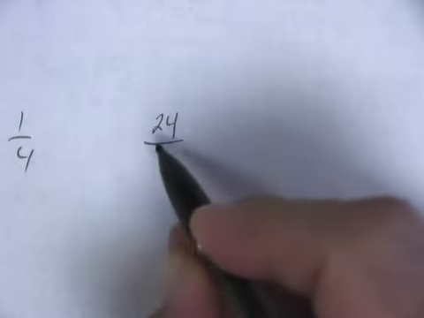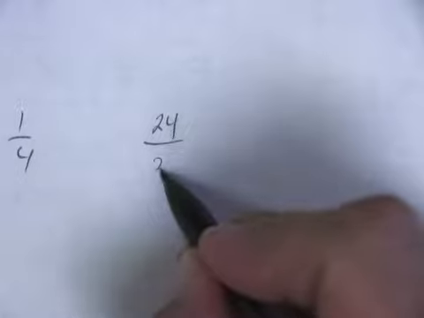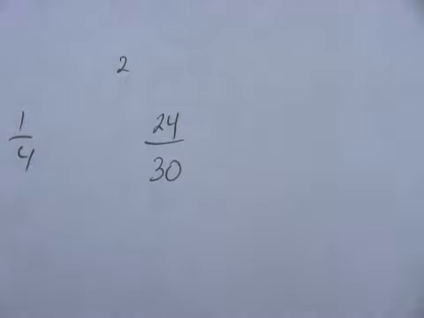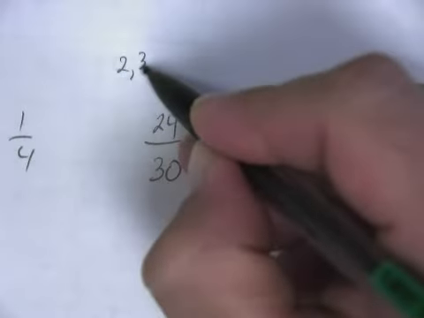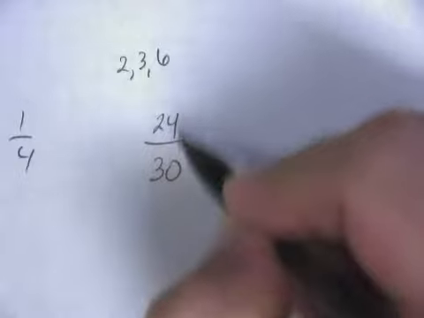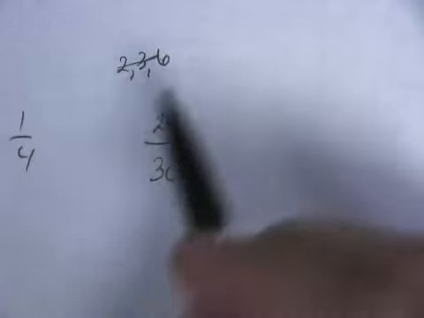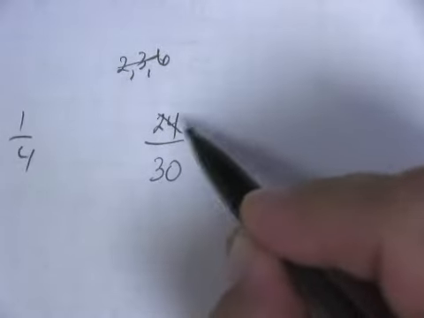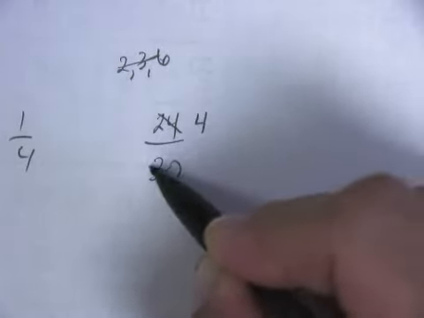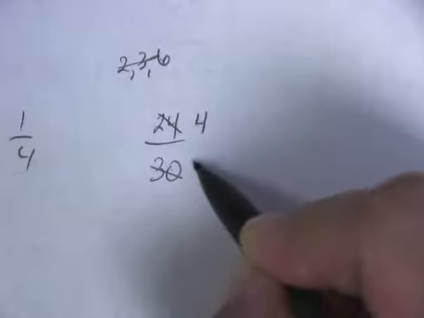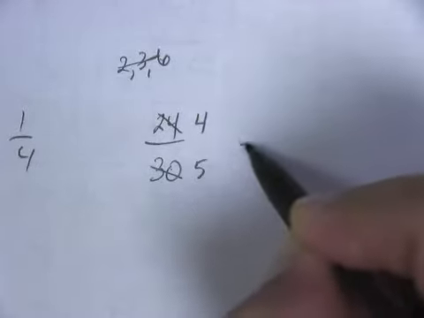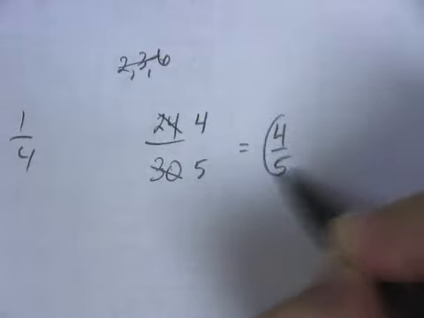Let's do some more. Let's do 24 over 30. Let's see, 2 goes into both of those. I also know that 3 goes into those, and 6 goes into those. And I want to choose the biggest one. So I'm going to choose the 6. So how many times does 6 go into 24? Goes in there 4 times. And how many times does 6 go into 30? It goes in there 5 times. So the answer is 4 over 5.